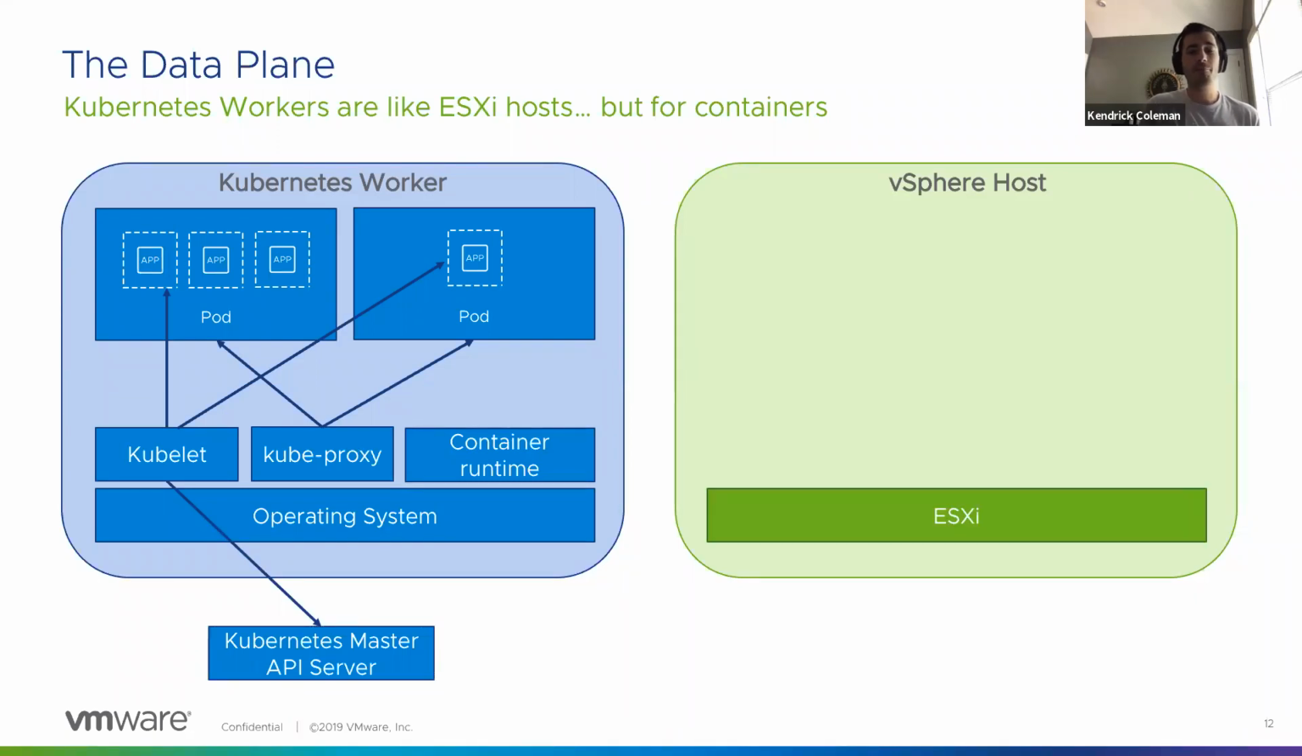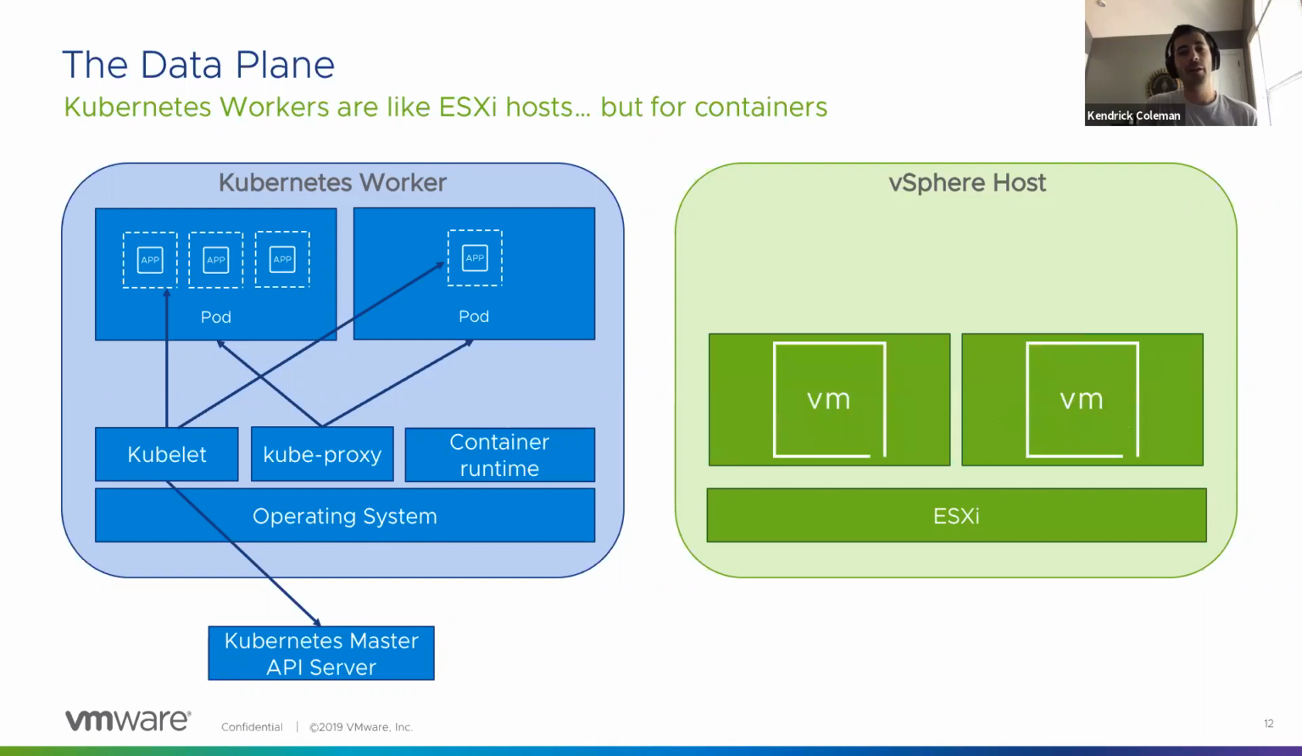And of course, this is pretty analogous to what we see in our vSphere model. The ESXi worker is not something we typically interact with. However, it runs our virtual machines, it runs our workloads, and it continually talks to vCenter as its main source of communication as well as orchestration.